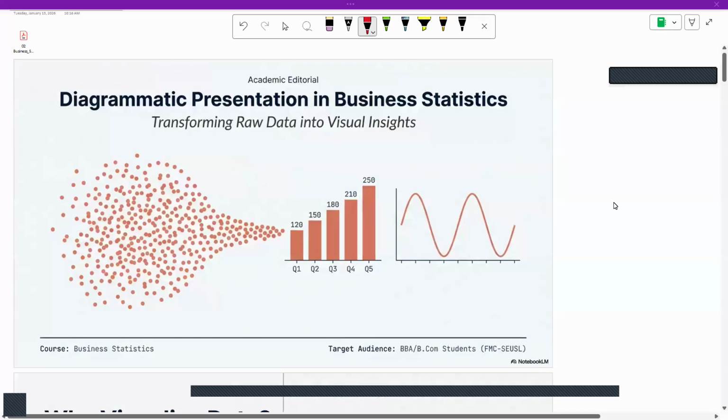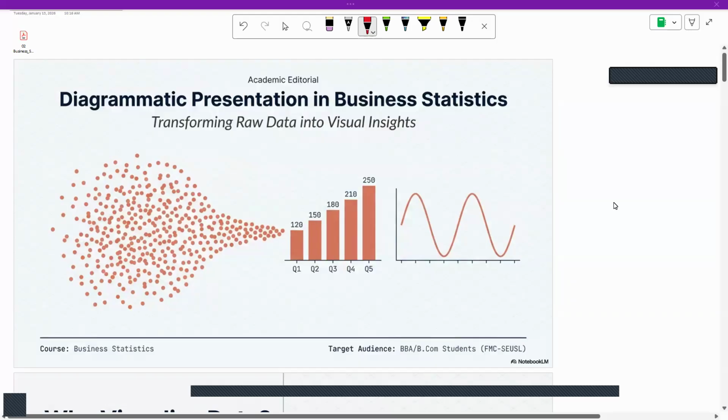We also discussed the advantages and disadvantages of presenting data in table form and graphical form. In the last class, we talked about the table presentation, presenting the data in the form of a table. Today we will focus on presenting data in a diagrammatic format. So it's diagrammatic presentation in business statistics.